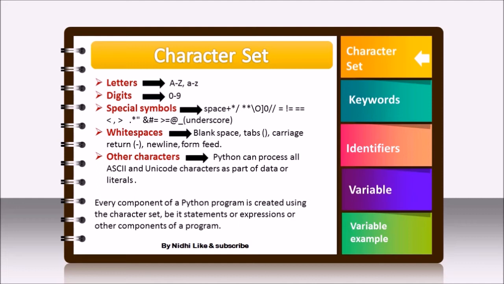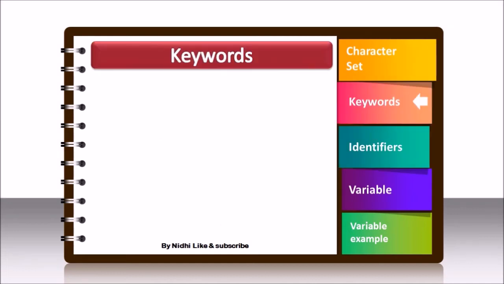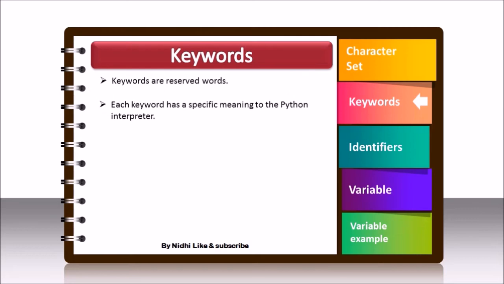Next topic is keywords. So keywords are the reserved words. Each keyword has a specific meaning to the Python interpreter. As I have told you in the features of Python, Python is an interpreted language. So in this, each keyword has a specific meaning that is told to the interpreter.